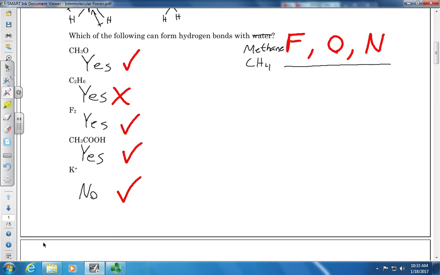So that's a little something to recognize when looking at whether or not you have hydrogen bonds: one molecule has a hydrogen and the other has fluorine, oxygen, or nitrogen.